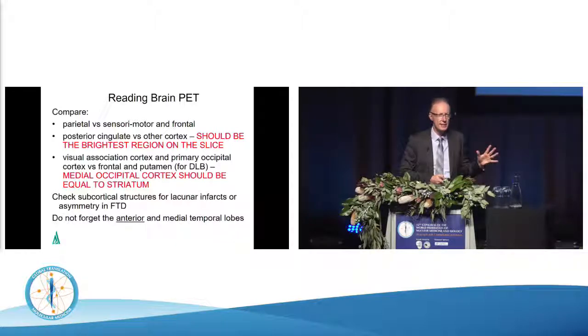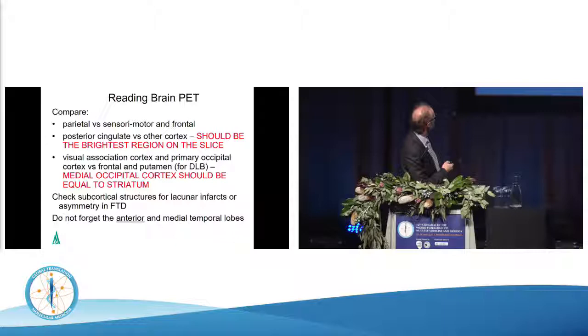Now, people didn't realise that. It was only when Neurostat and these automated programs came up, they kept showing a reduction in this part of the brain in very early Alzheimer's disease, something that clinicians hadn't picked up visually because they weren't really fully aware that this actually should be the brightest thing on the slice. If it's not the brightest thing on the slice, it's hypometabolic.